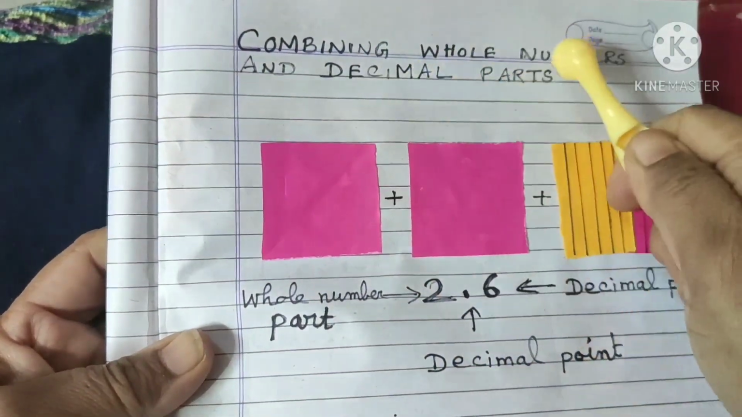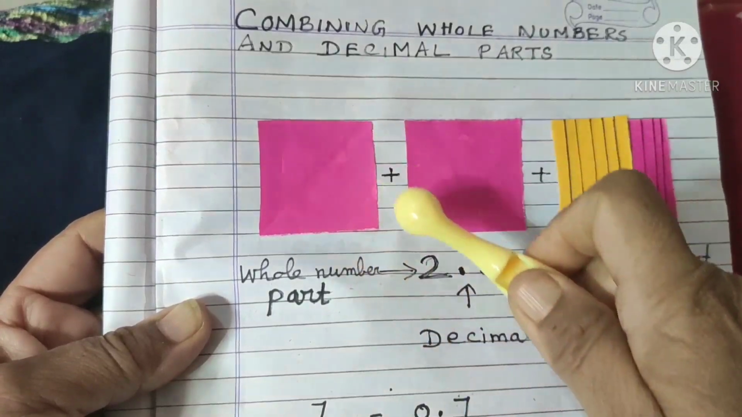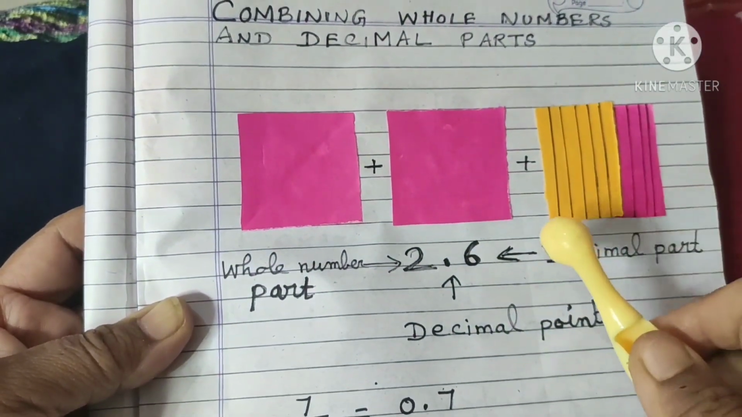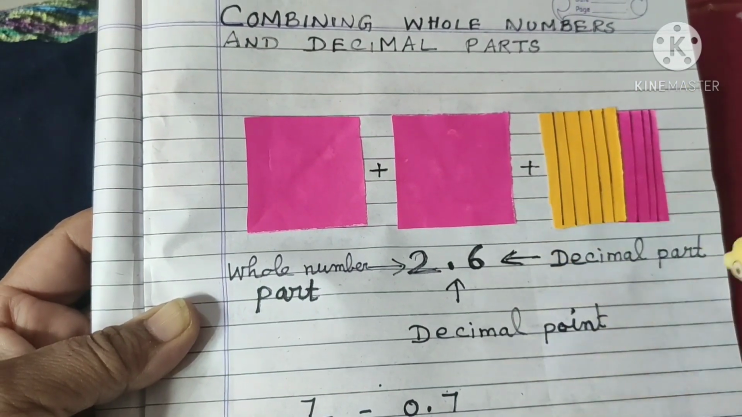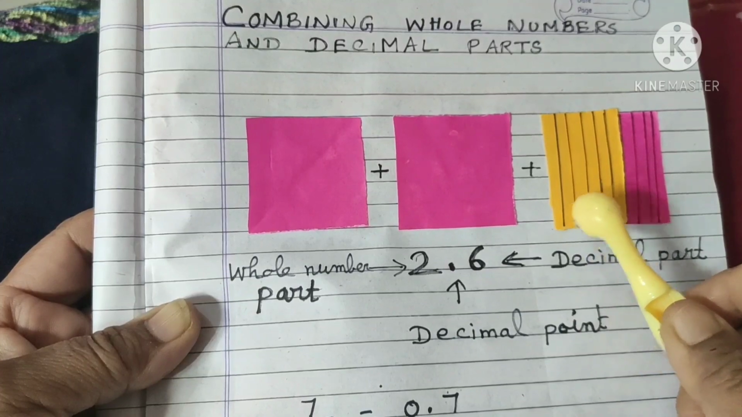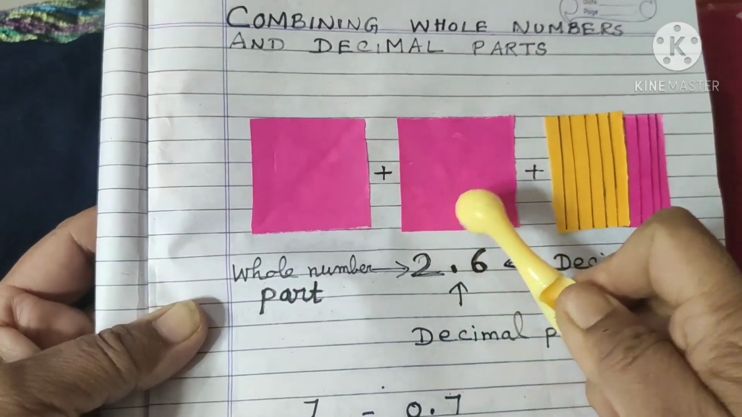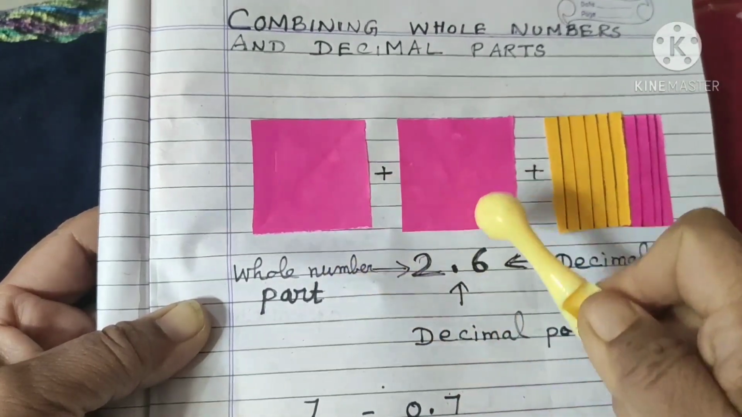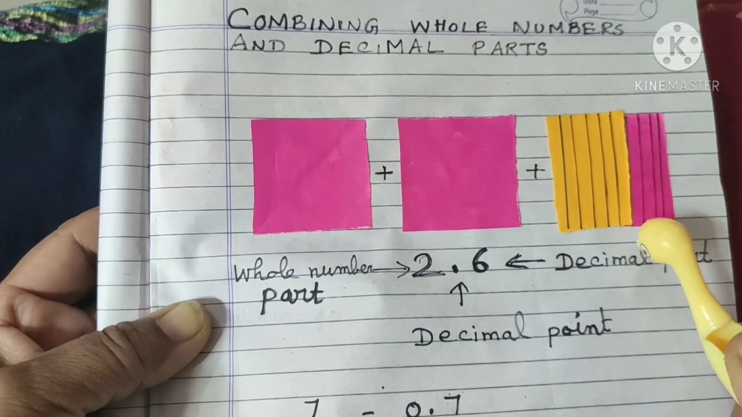Combining whole numbers and decimal parts. This is one whole part, one more whole part, and this one part is divided into 10 equal parts and 6 parts are shaded. So 1 plus 1 plus 0.6. 1 plus 1 is 2, and 0.6, that is 2.6.